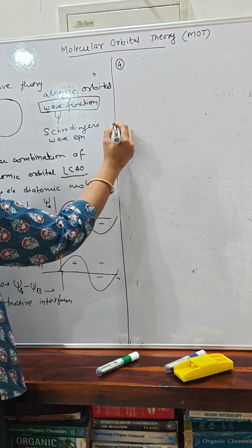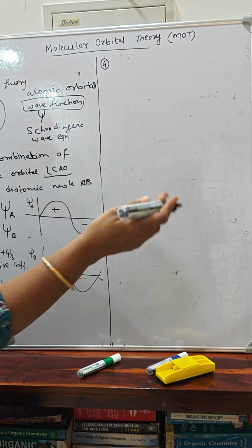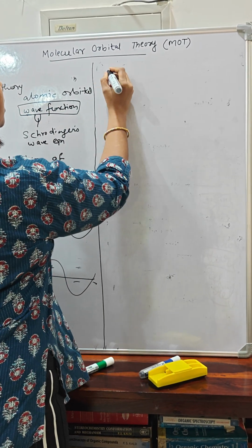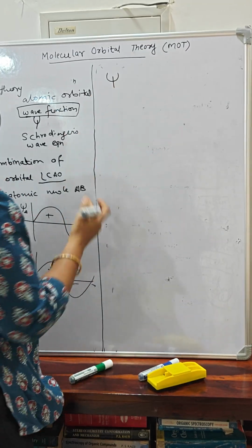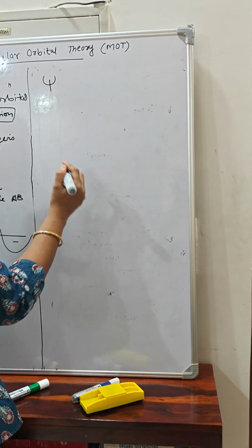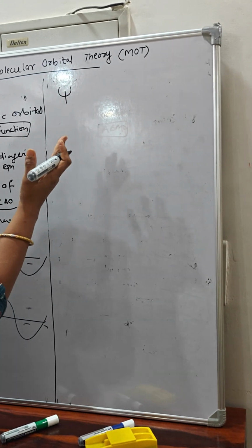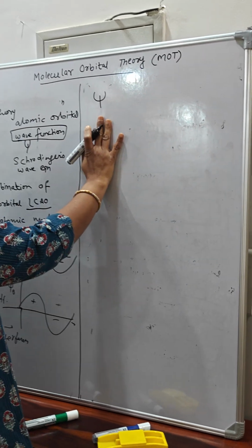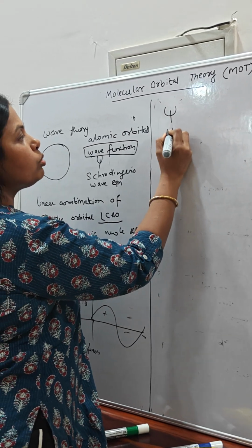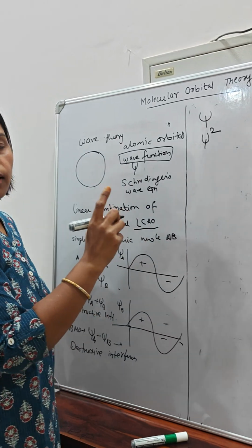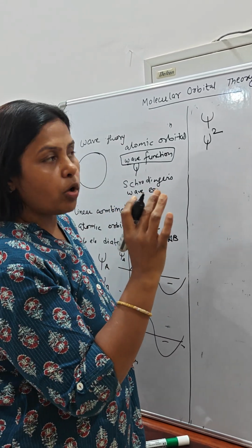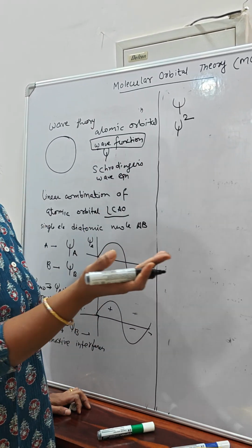I'll try to explain a little bit more about the psi function. This psi is a mathematical function and it doesn't have any real meaning. It is just a mathematical function. But when we do psi square, it is the probability of finding an electron at a particular distance from the nucleus.